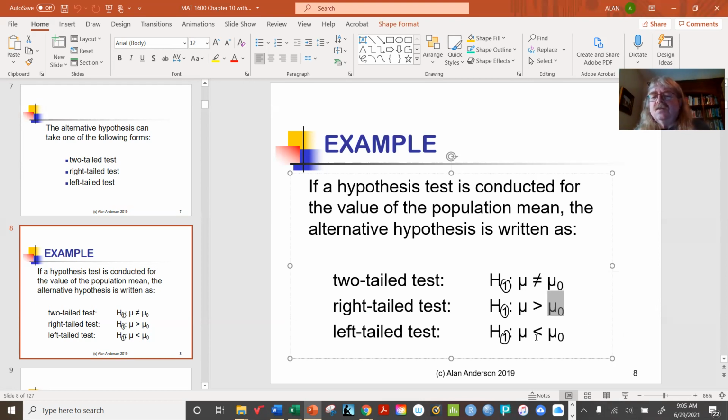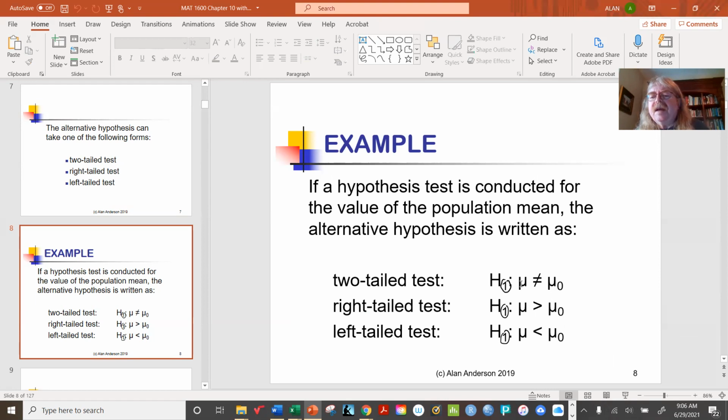Then for the left-tailed test, we're looking for evidence that the mean is below a specific value. So let's say that we're looking for evidence that the mean price of gas has fallen in the last 10 years. Then you would set that up as a left-tailed test, because you're looking for evidence that the mean is less than some specific constant.